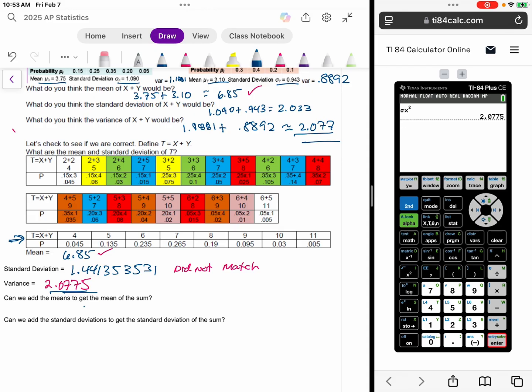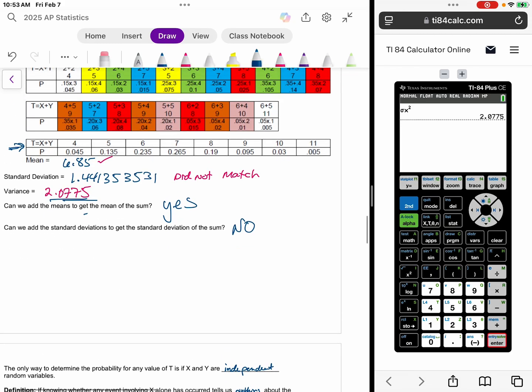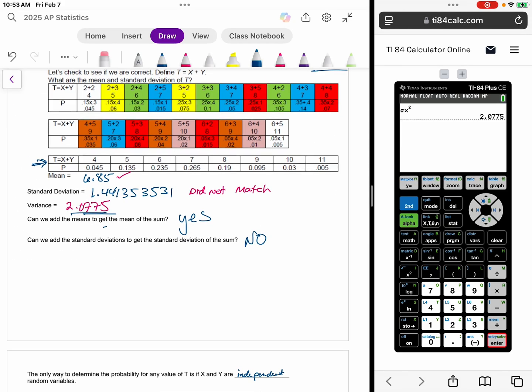So can we add the means to get the mean of the sum? Yes. Can we add the standard deviation to get the standard deviation of the sum? No. We can add variances.